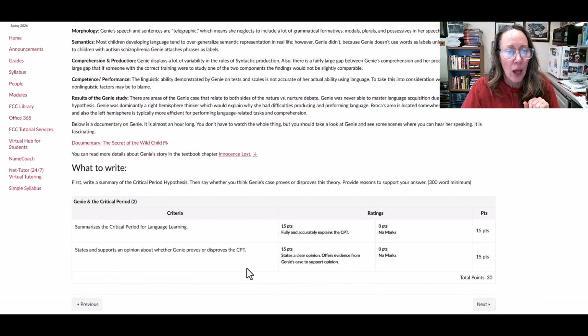Okay, so you're going to write your summary of the critical period hypothesis, and then you're going to say whether you think Jeannie's case proves or disproves the theory. And I will tell you that the critical period hypothesis is somewhat controversial. Not all linguists agree with it. So just keep that in mind as you are going through this information.